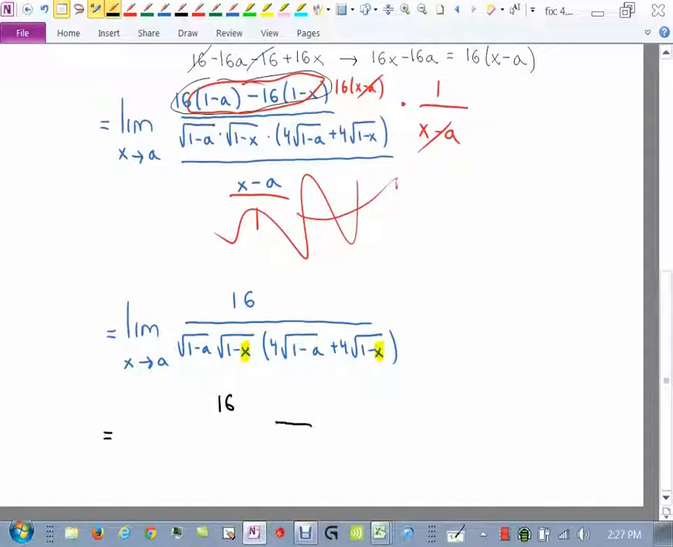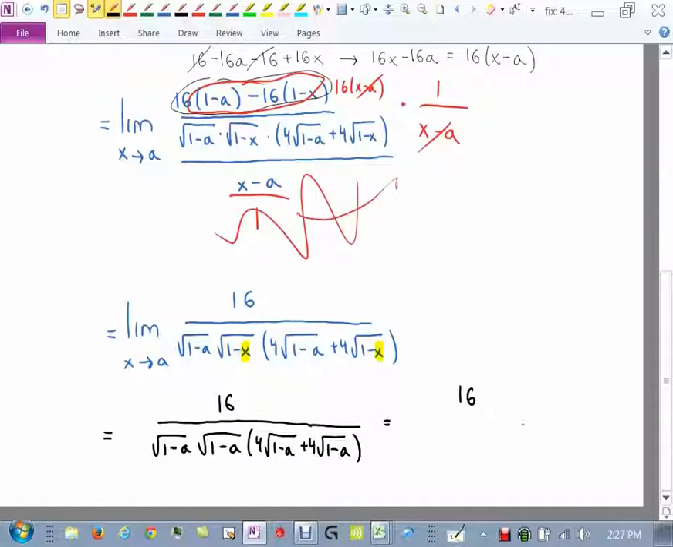We have root 1 minus a, root 1 minus a again, 4 times root 1 minus a plus 4 root 1 minus a again, because x is a, right? This equals 16 over, all right, the first two terms here are the same thing. They multiply together, the root goes away, so I just get 1 minus a in parentheses. And then here, these two add together to get 8 of them. So 8 root 1 minus a.